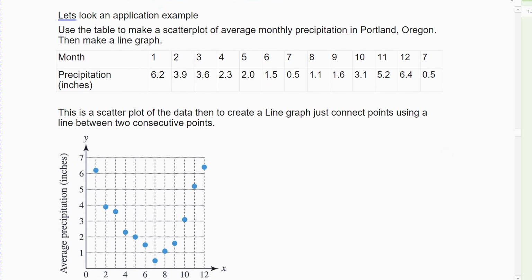All right, so an example would be this. Suppose this is the table. I already made a scatter plot of the average monthly precipitation in Portland, Oregon.